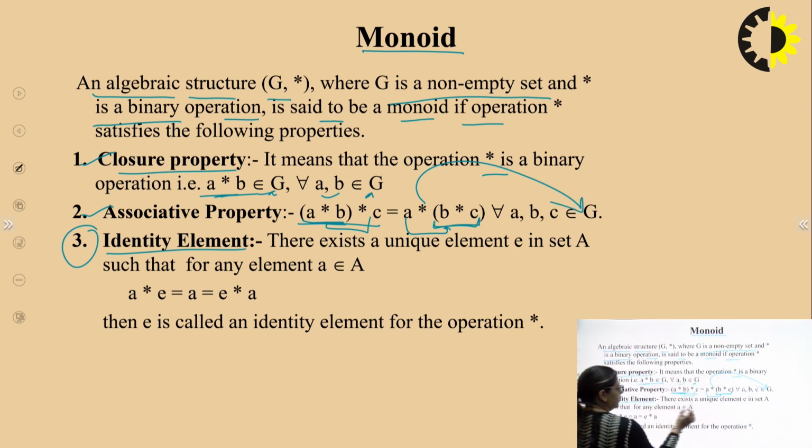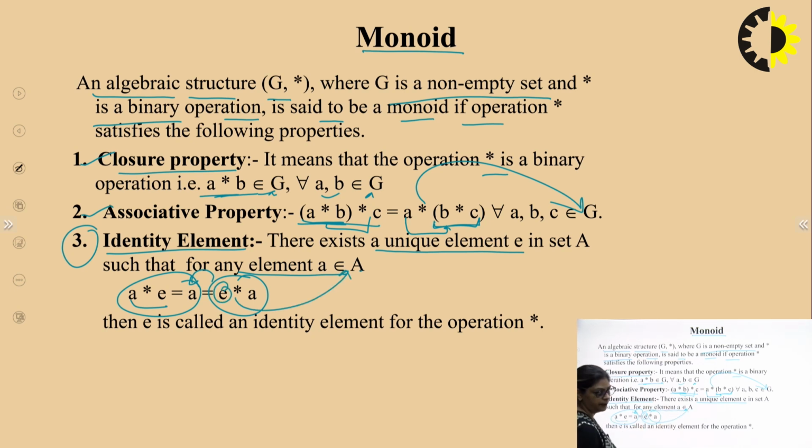Identity element. There exists a unique element E in the set such that for any element A belonging to the set, A star E will give A and E star A will also give A. This E will also belong to the set, right? If we are satisfying these three properties in a particular algebraic structure, then it is a monoid.